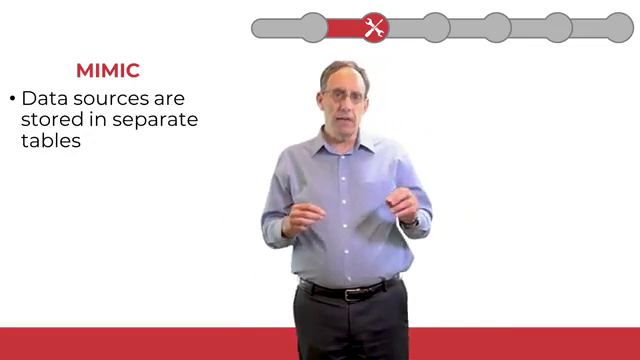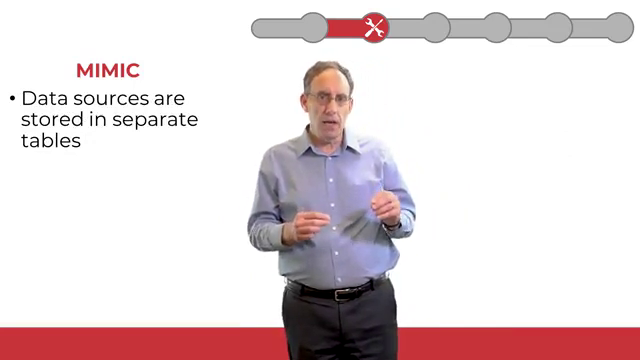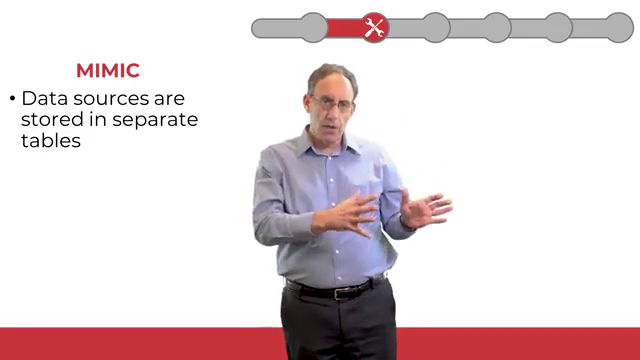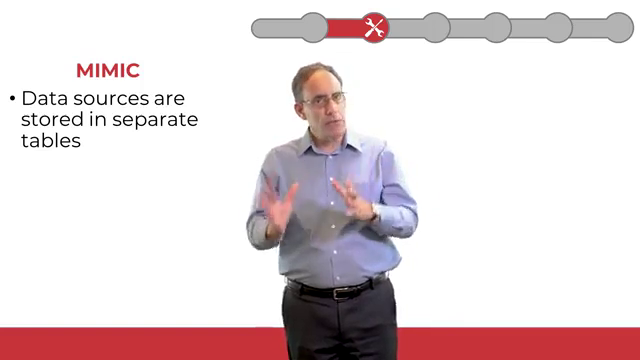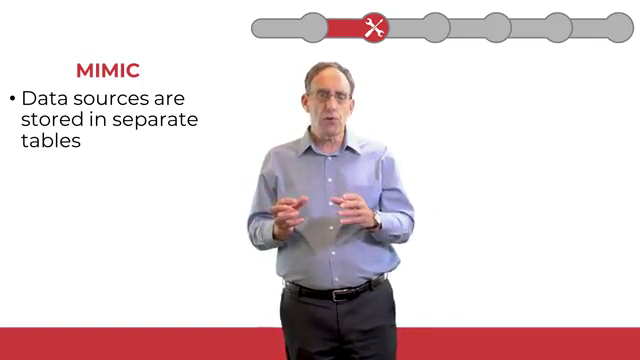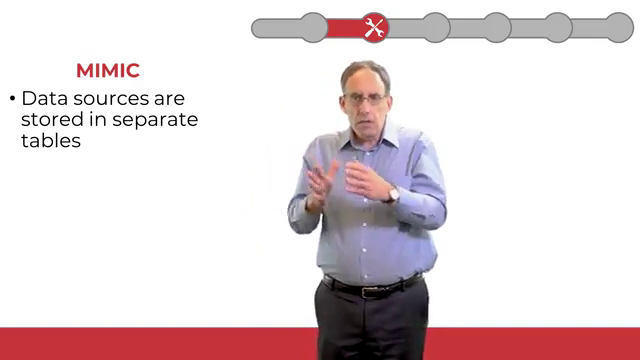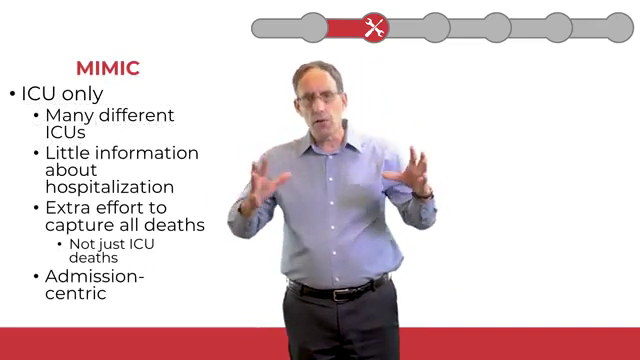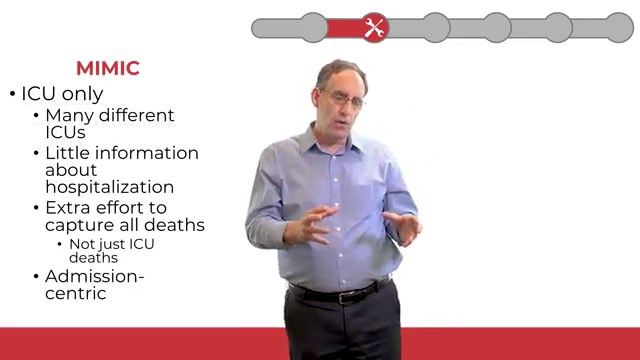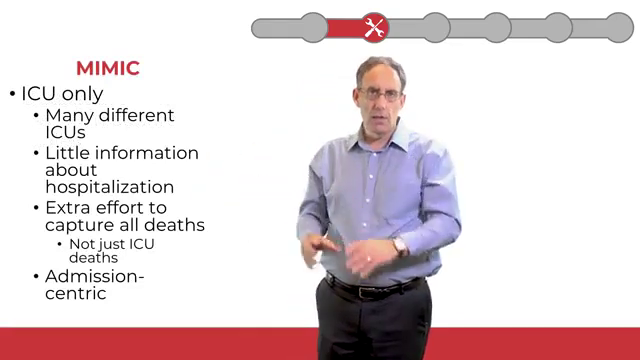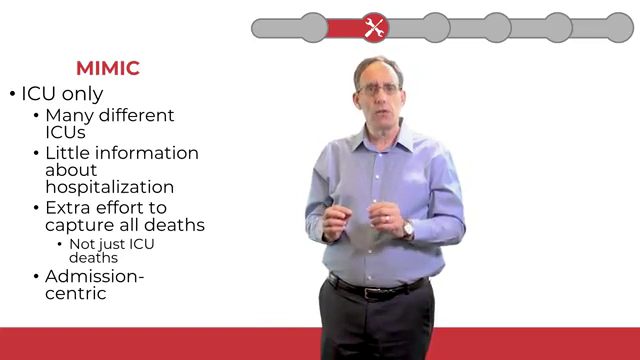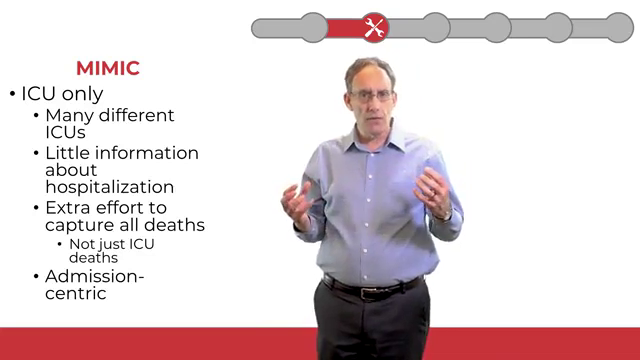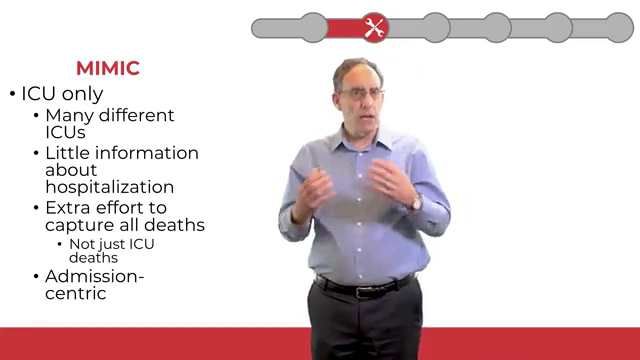MIMIC-3 is a data set created exclusively from intensive care settings, or ICUs. It incorporates data from adult and pediatric ICUs and from specialty ICUs, such as neurosurgical and cardiac ICUs. Because of this narrow focus, there is minimal clinical information regarding events that occurred in the hospital outside of the ICU or in the outpatient clinics. One exception to this narrow ICU focus is MIMIC's extra efforts to capture all patient deaths, including those that occur outside of the hospital setting.